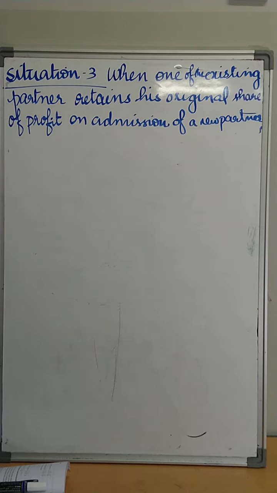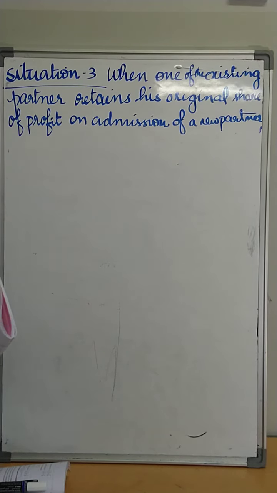For example, X, Y and Z are partners. Now they are going to admit W into their partnership. So X is not going to sacrifice anything for W. Only Y and Z are going to sacrifice a profit share. So how do we find out the profit share of all four partners in this case?